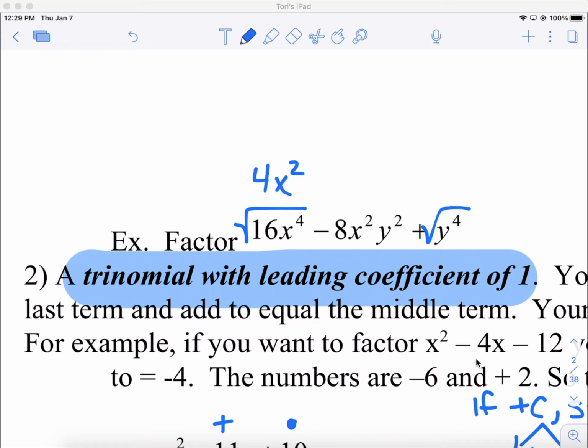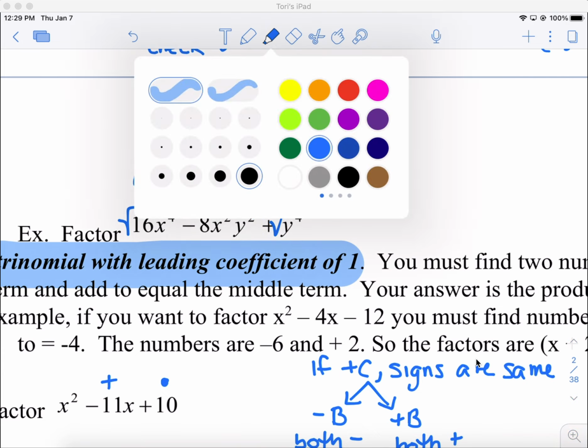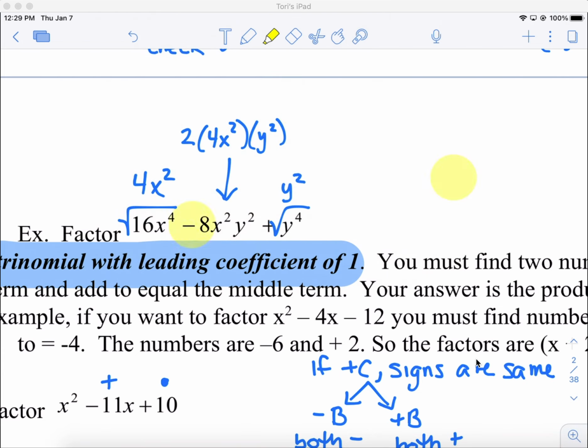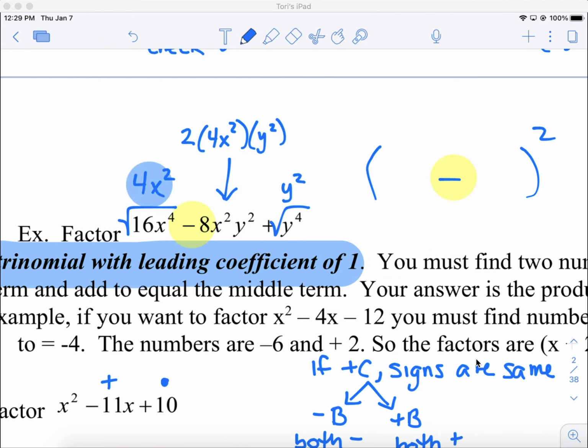Square root this piece would give me y squared. So if I put those together and I double it, so 2, 4x squared and a y squared, and I put all of that together, would it make this? Yes, but I would need to make sure that I keep the negative. All right, so if I rewrite this with a minus in the middle as a perfect square, that means I am using whatever I got from the first one, 4x squared, and whatever I got from the last one, y squared. That's how you would simplify it.